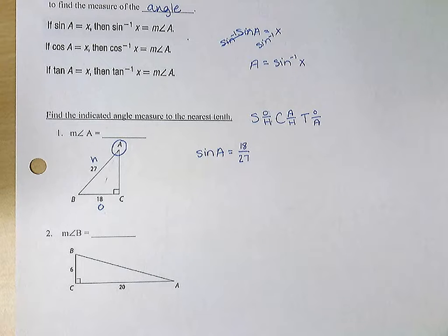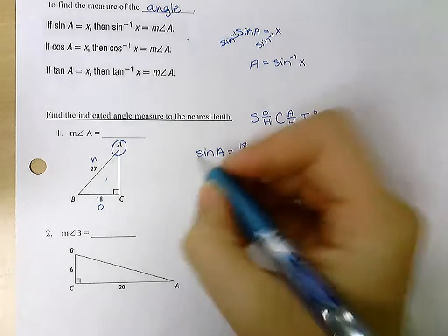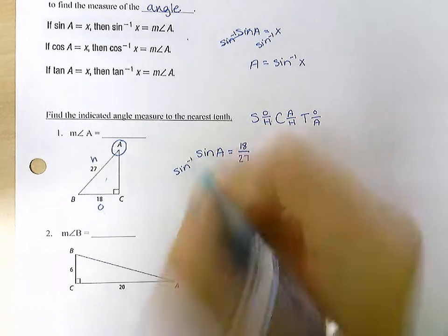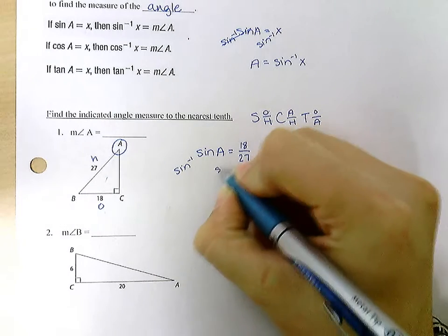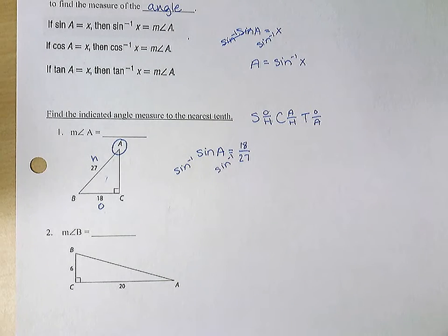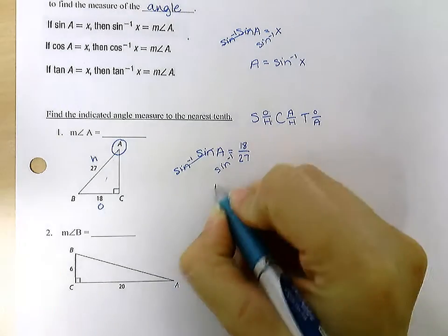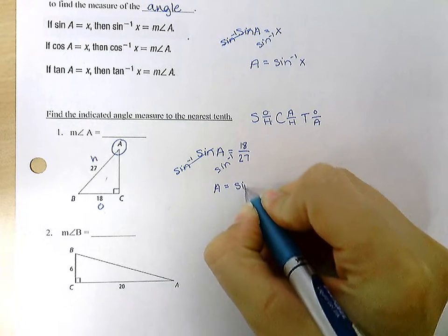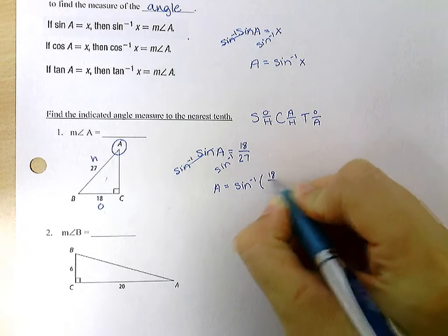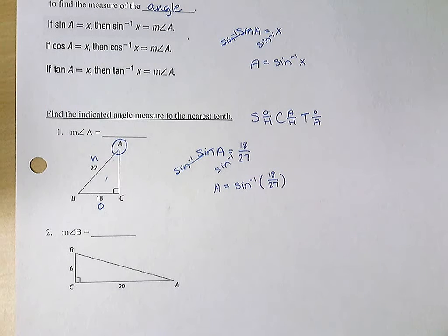Okay, now I'm not multiplying or dividing anything this time. I want to get A by itself. Right now it has a sine attached to it. So to get A by itself, we bring in the inverse to both sides of your equation. Okay, so it cancels out the other sine on the left-hand side. So we just have A is equal to sine inverse of 18 over 27. Okay, and that's what we're going to enter into our calculator.